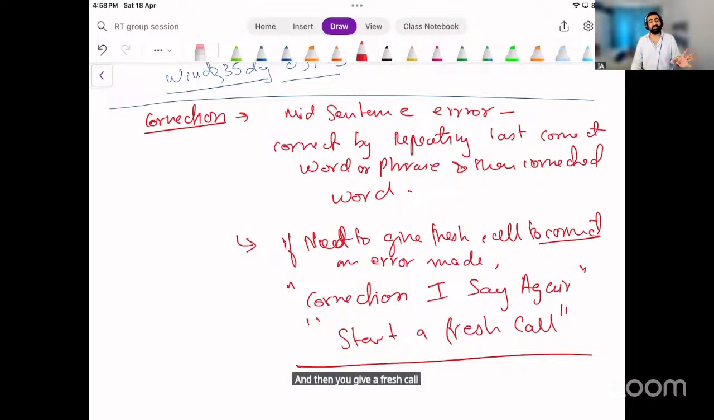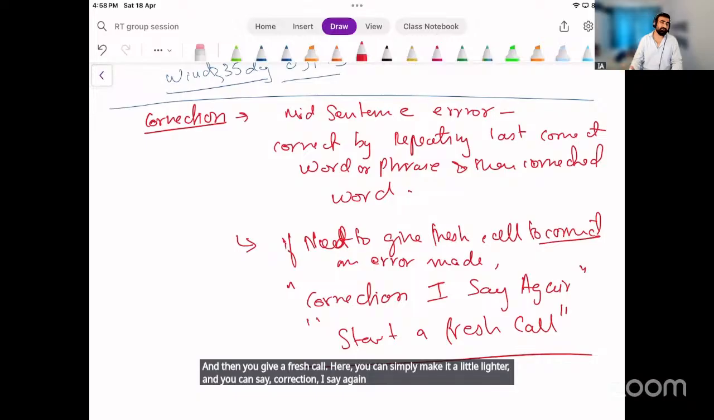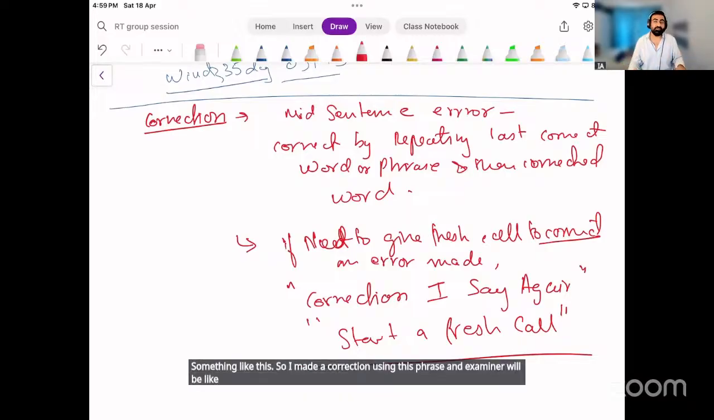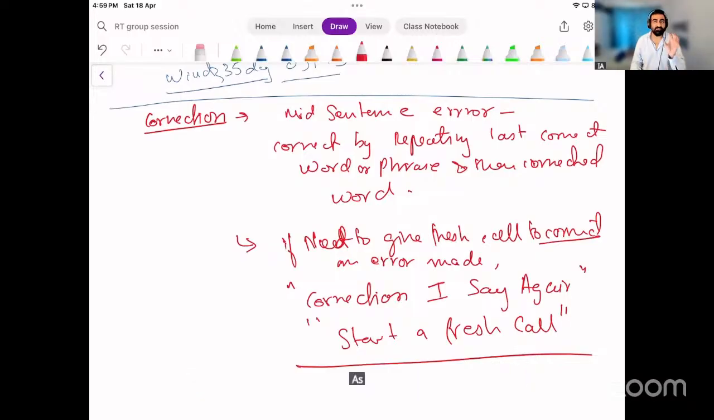Here you can make it a little lighter and say correction, I say again, Mumbai Tower. So if I say Mumbai Ground instead of Mumbai Tower, Air India 123, correction, I say again, Mumbai Tower, Air India 123, holding point runway 27, request enter runway 27, ready for departure. Something like this. So I made a correction using this phrase, and the examiner will be like, okay, this student has studied. These are little things, but when you use them, they'll work in your favor.